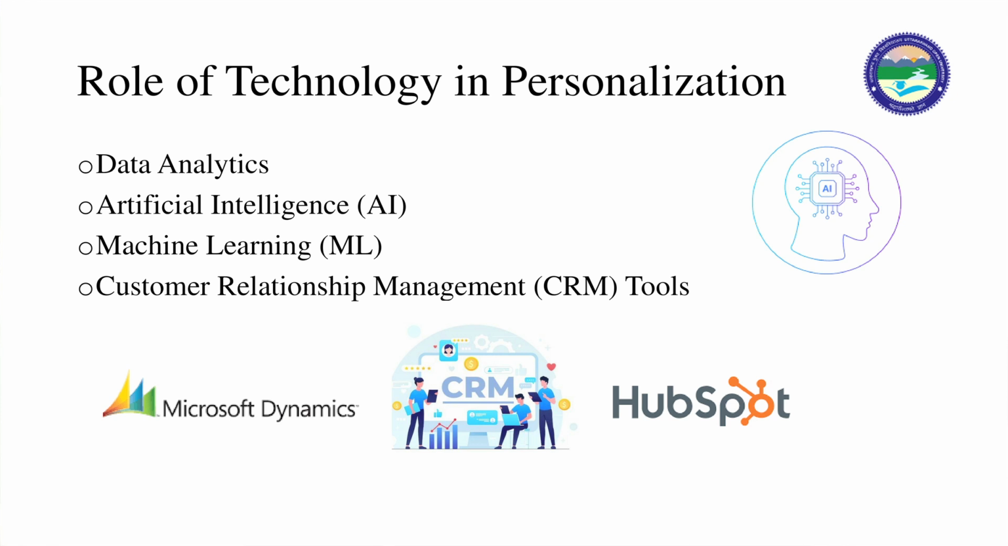Third one is machine learning. It can be used in personalization. ML continuously improves personalization algorithms based on new data. Next is customer relationship management tools. It is very important, which integrates data from various sources to create detailed customer profiles and helps businesses track and predict customer needs.